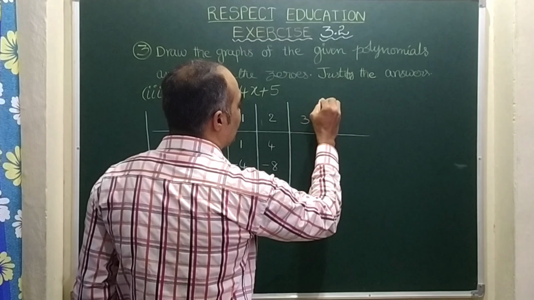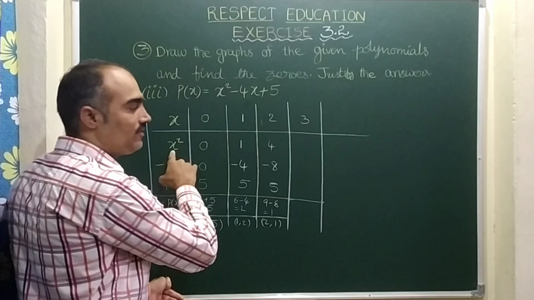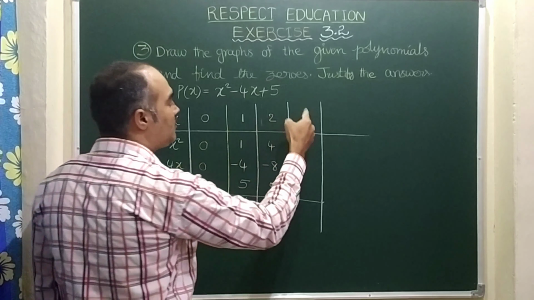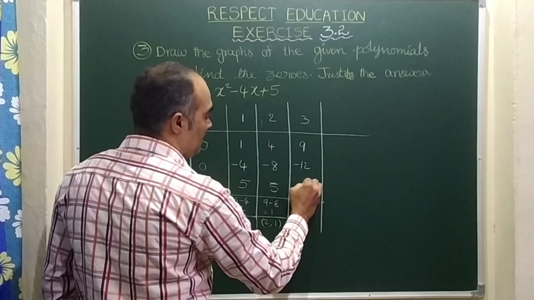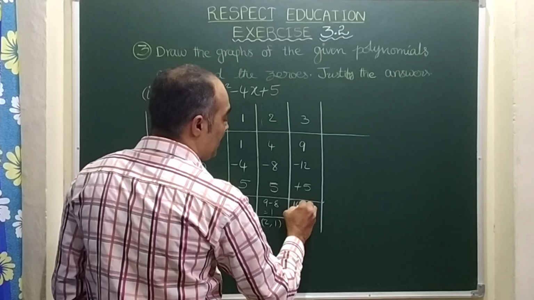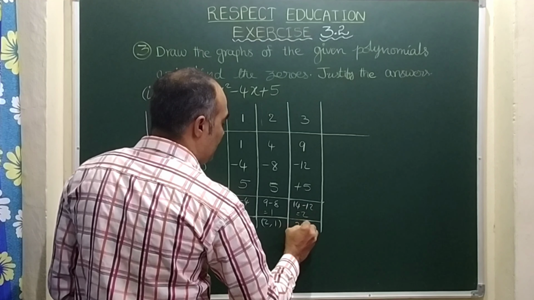Now here let us take 3. X square means 3 square. 3 square is 9. Minus 4x, minus 4 into 3 is minus 12. Plus 5 as it is. 9 plus 5 is 14. It is 14 minus 12 is 2. So here 3 comma 2.